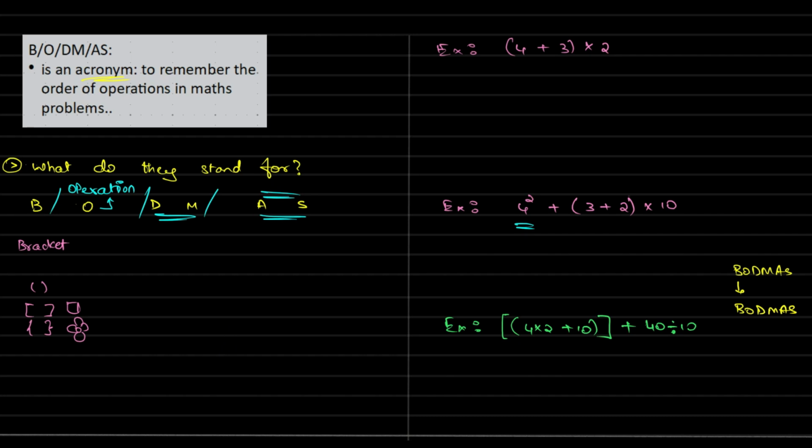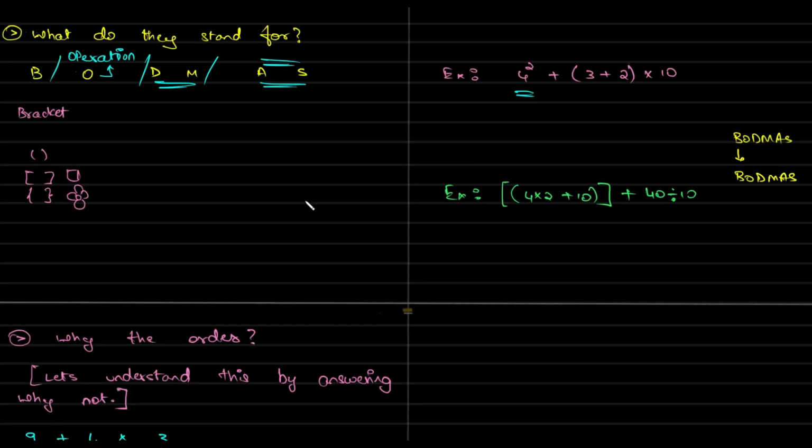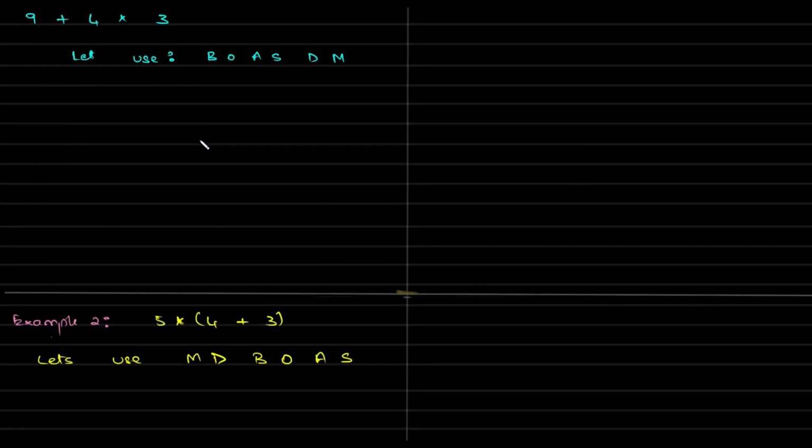Okay. So let's start with our very first example question. 4 plus 3 into 2. Oh yeah, before I start off, I would like you guys to understand this. It is not only how to use BODMAS that I'm going to talk about. It's also why is it so? Why is the order in that way?